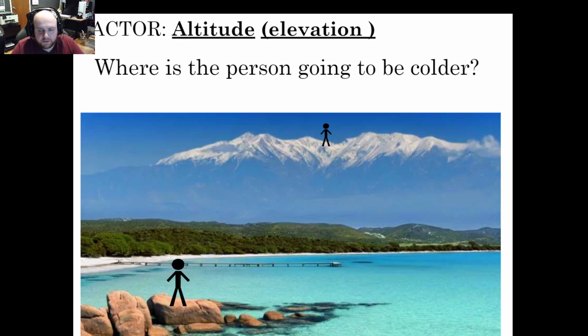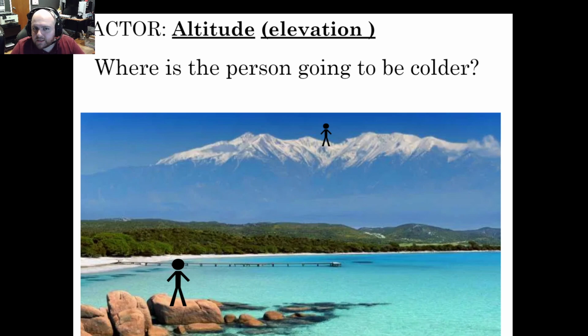The second factor is going to be altitude. We've talked about altitude before. It's your height above sea level, your elevation. We talked about that at the beginning of the year, and a few weeks ago when we were looking at how weather changes in the atmosphere. Looking at this picture, you see one person standing on the rocks of the beach and the other person all the way up in the mountains.